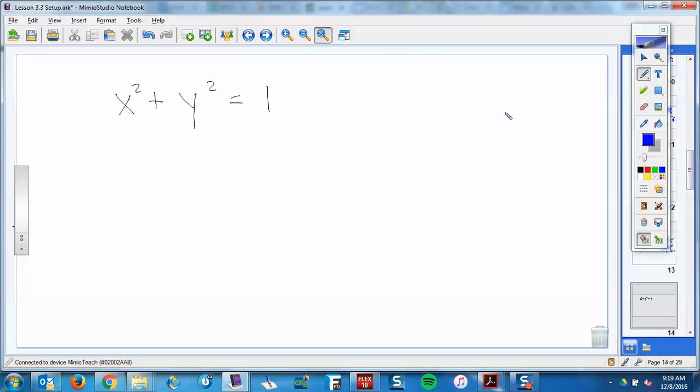Now, sometimes we get problems where we can't solve this for y. Yeah, we got time. Real quick, let's do this one. This is just a circle. It's just a circle radius 1.